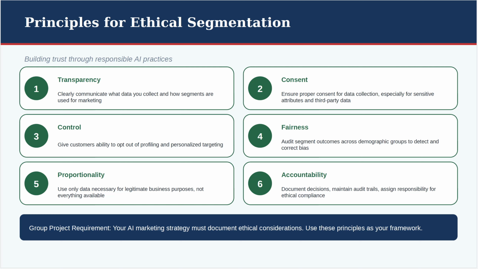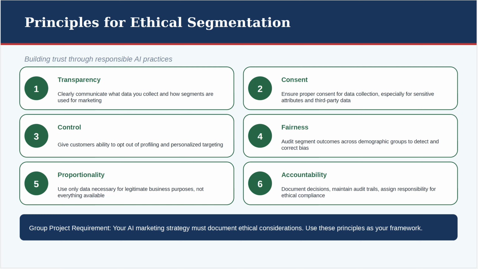So let's have a look at 6 principles of ethical segmentation. One is transparency. Clearly communicate what data you collect and how segments are used for marketing. Number 2 is consent. You have to get consent from people whose data you're going to use. Control. So you give customers the ability to opt out of profiling and personalization. Fairness, which is to audit segment outcomes across demographic groups, and detect and correct bias.